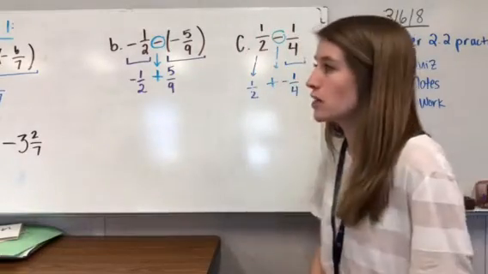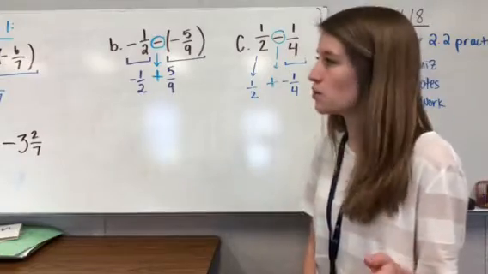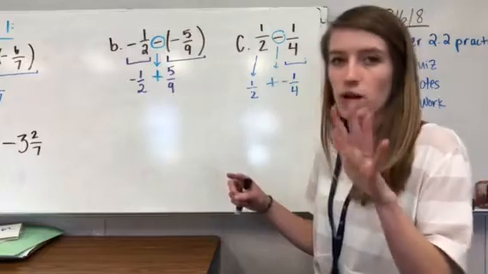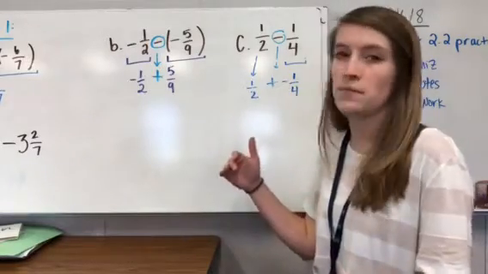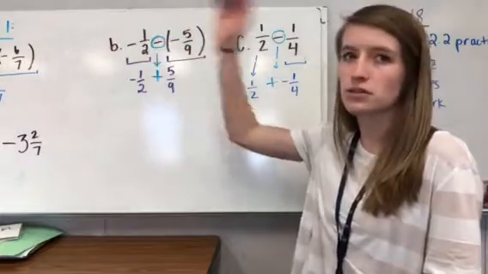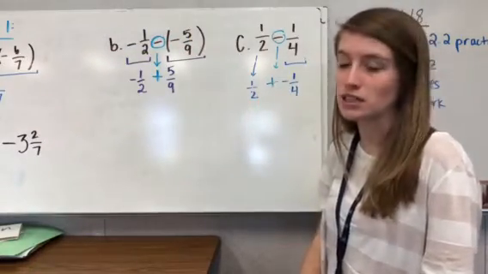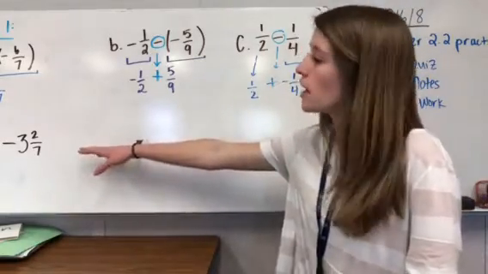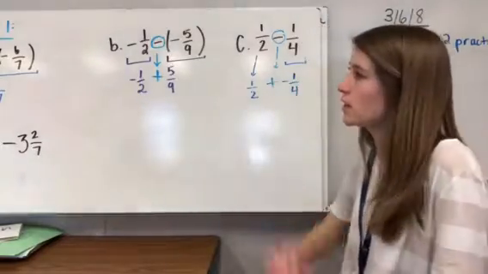Now I have -29/7 plus 6/7, so I can add the numerators. -29 plus 6. Different sign, so I take the greater absolute value, subtract the lesser absolute value to get 23. I keep the sign of the greater absolute value, which is -29, so my answer is -23/7. I can make this a mixed number and call it -3 2/7. Let's take a look at B.